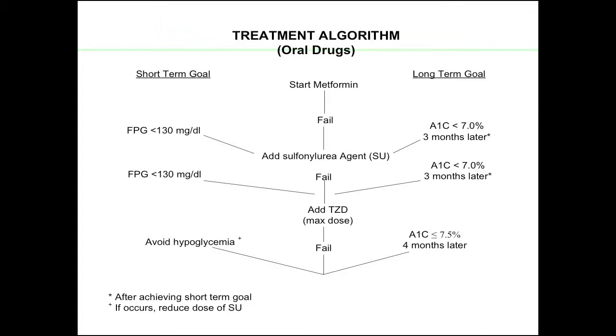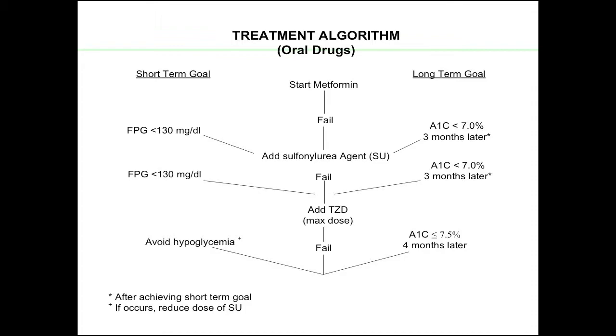So you can use the fasting glucose as a marker of how effective metformin is and also for sulfonylureas. And it turns out that within 2 to 3 weeks, you're going to get the maximal effect of either starting one of those drugs or increasing the dose. So our first goal then is to get the fasting down under 130. If we can do that, we wait 3 months to see what the A1C is.